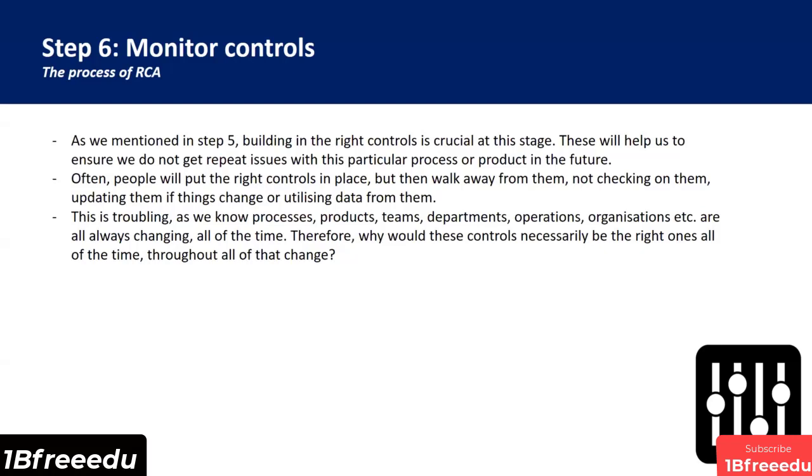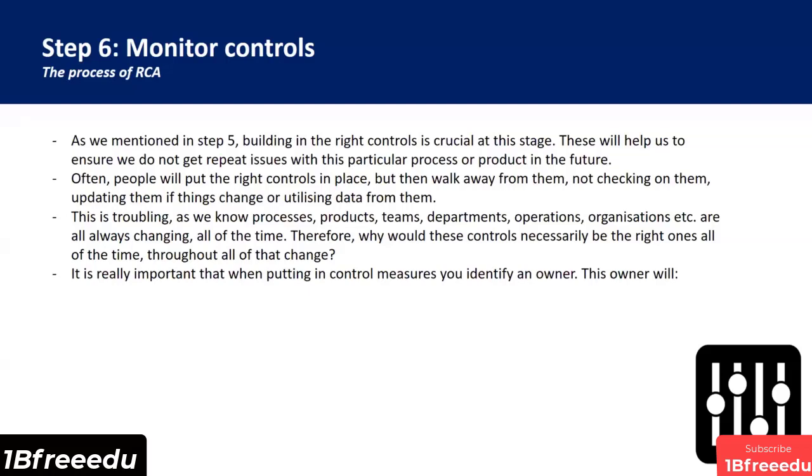Now, this is troubling because, as we all know, things such as processes, products, teams, departments, operations, organizations, they're always changing all the time. Therefore, why would these controls necessarily be the right ones all the time throughout all that change? If you bring in a new software or system, will that control or that solution you put in place still be applicable? You need to make sure that any controls or solutions you put in place are documented, are visual, are on those process maps, or in your work instructions, and they're given an owner to make sure they are looked after.